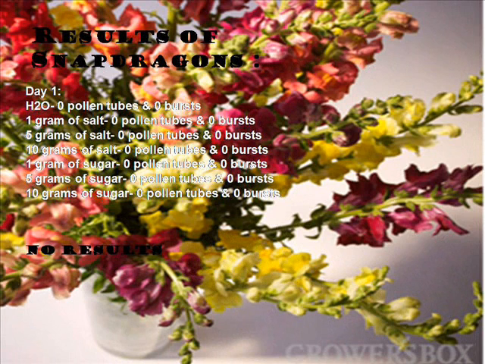Now for the results. The results for each flower were different. So starting with the snapdragon, the results were not what we expected. We did not get any pollen tubes or any bursting at all in any of the 7 mixtures. We tested about 4 different kinds of snapdragons in a week, and we saw the same results.